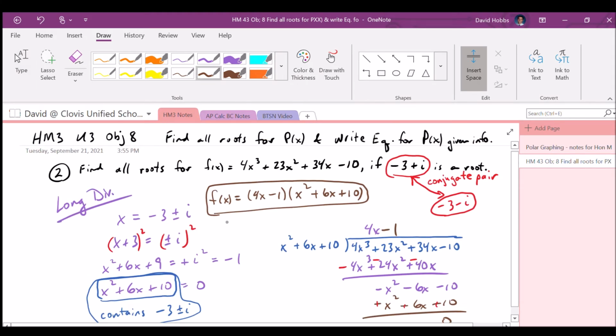Okay, the roots, what are all the roots, or the zeros? Well, obviously we have the plus and minus 3i, but 4x minus 1, what's the root coming out of that? If you set that equal to 0, we get 1/4. And then obviously the -3 plus and minus i. Okay, and so that's what we're doing with that one. Now that's the homework problem.